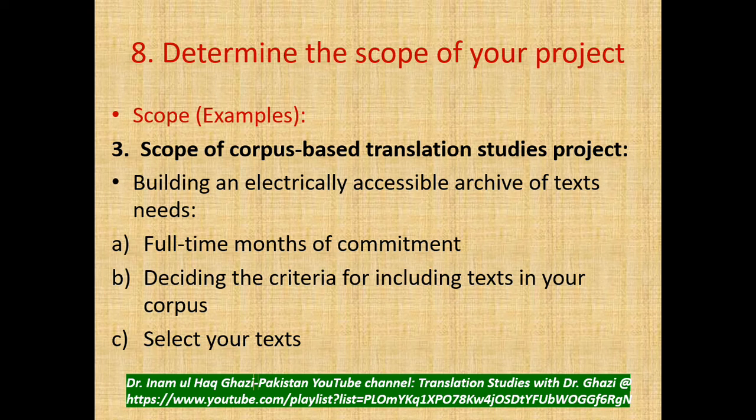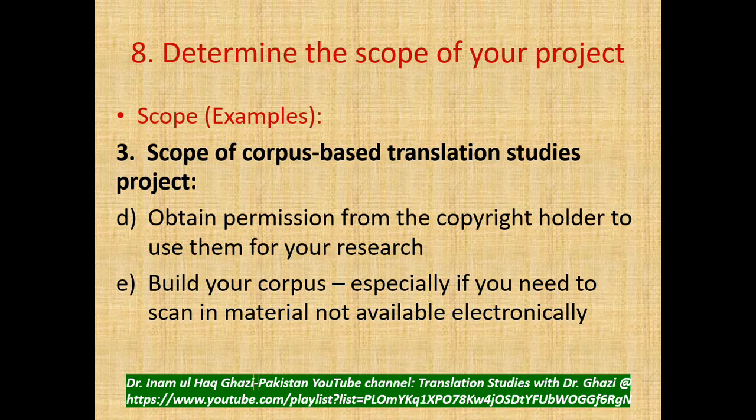Number 3 is to select your texts, of course, in your area, and also obtain permission from the copyright holder to use them for your research. Most of the time, corpus-based translation studies are based on published texts, so you have to take copyright permissions from those who hold the copyright. It takes time. Build your corpus, especially if you need to scan material not available electronically. That is another step involved if the material is not in electronic form and you have to scan it. So that means another step, another requirement, and another responsibility, which also enlarges the scope of such projects.